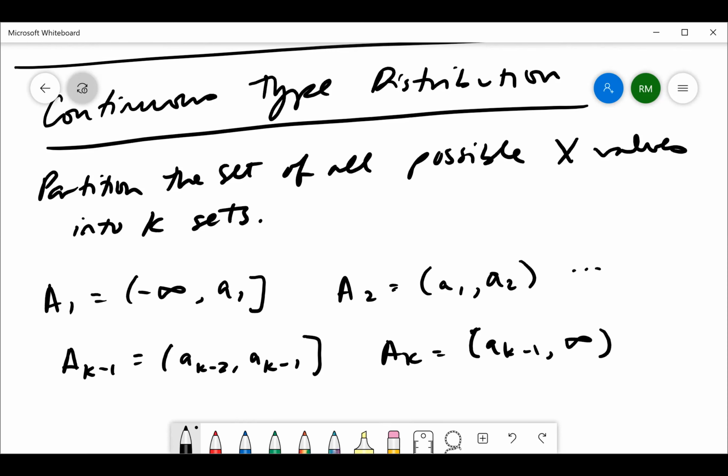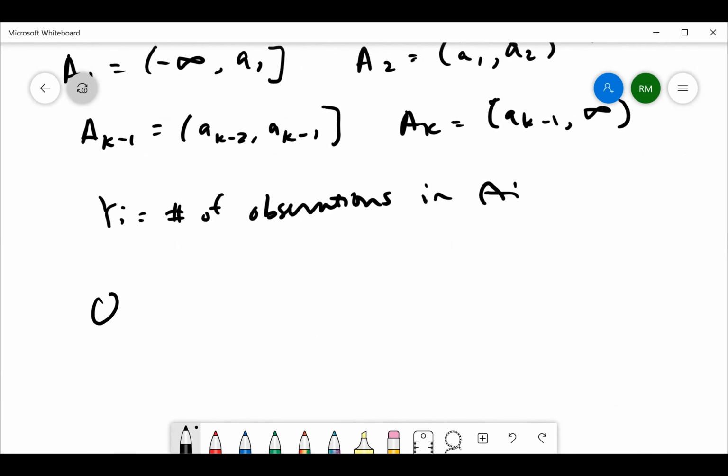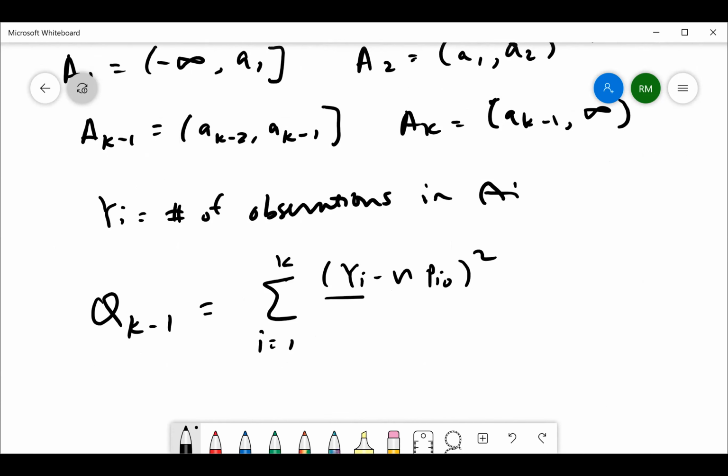And so we let yi equal the number of observations that fall in category Ai. And we proceed just like we did before. We let our chi-square statistic equal this sum. And it's approximately chi-square with k minus 1 degrees of freedom.